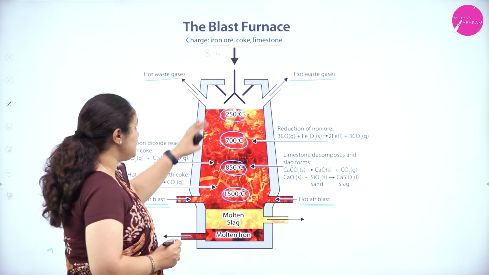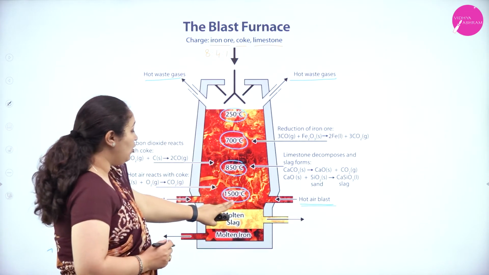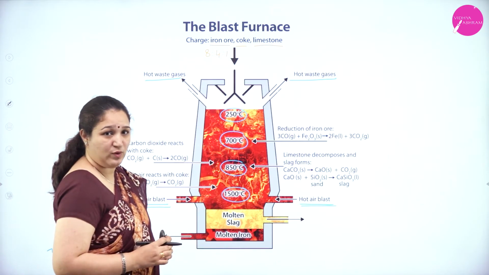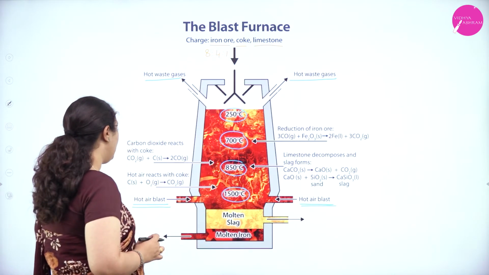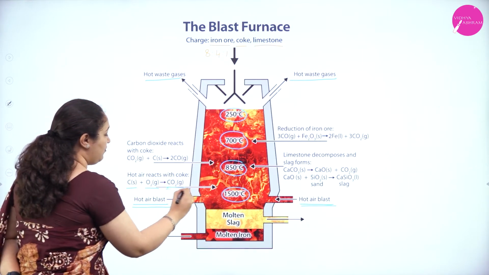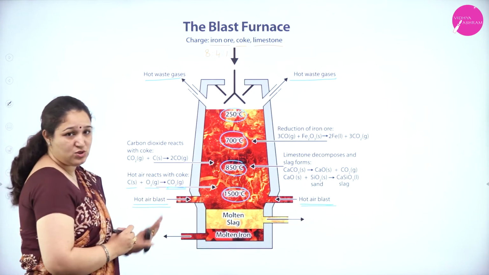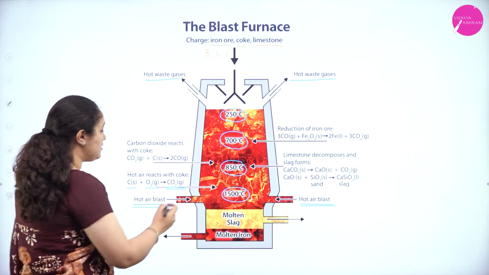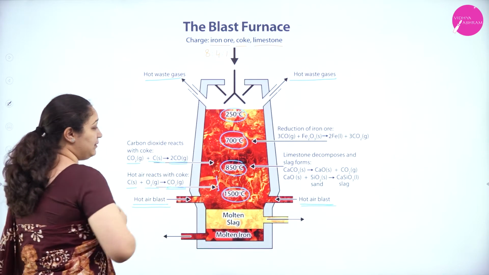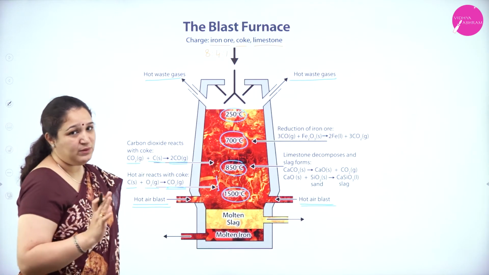Now I'll just talk about the three zones which are formed. The lowest zone is called the zone of combustion. Okay. Here what is happening? You can see the coke you have added reacts with oxygen to form carbon dioxide. Okay. In this particular zone. And as this carbon dioxide gas moves above, it reacts with more coke to form carbon monoxide. That's how we are going to get our reducing agent, carbon monoxide.